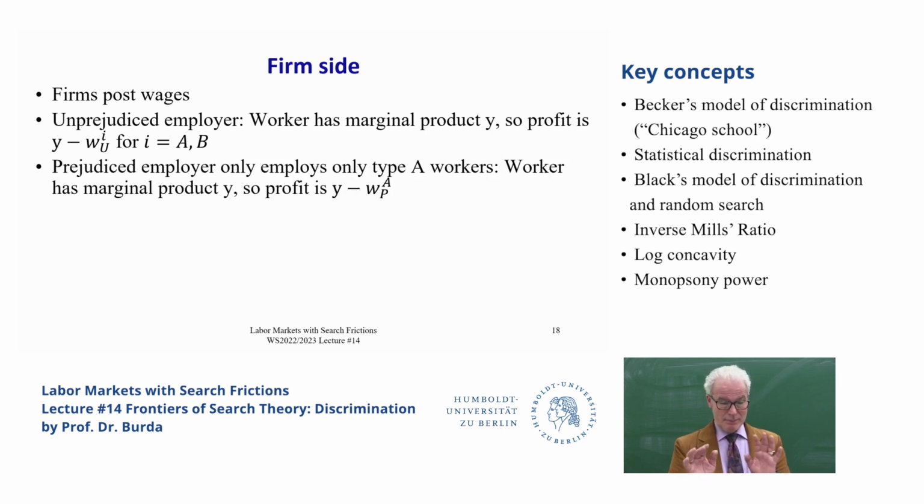Okay, and remember, the prejudiced guys only employ A, so they're already kind of shooting themselves in the foot if their profitability depends, as in Burdett and Mortensen, on the probability of getting workers. They're sending away workers who are just as productive, so they are paying a price, right? They're paying a price for this crazy behavior because these workers are exactly as productive by assumption, and if they're not, then it's a different model.